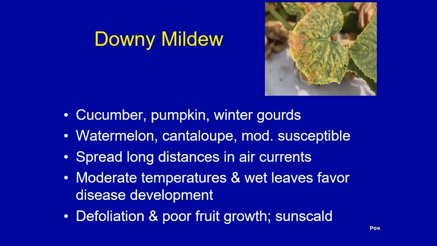So for downy mildew, cucumbers, pumpkin, and winter gourds, especially butternut, are all very susceptible. We do see it on watermelon and cantaloupe; they're moderately susceptible. It can spread long distances in air currents.